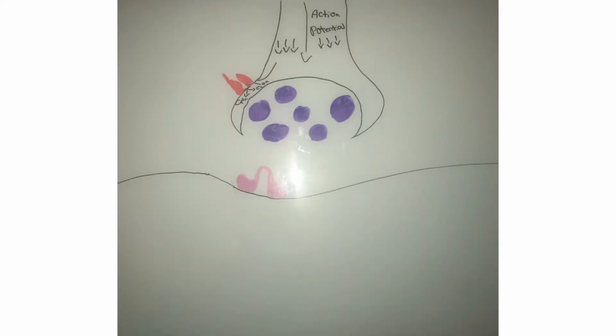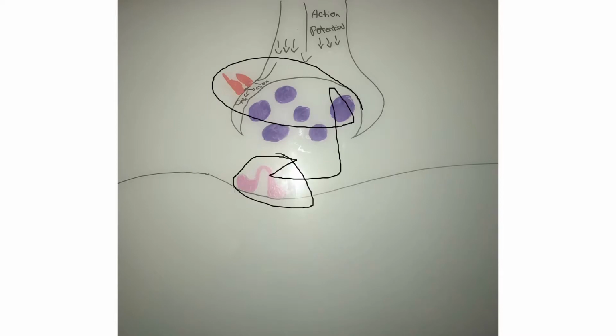Now you can see that the neurotransmitters here are then released into the synaptic cleft, where they go further to bind with the receptor right over here, and then it will end up going to the postsynaptic cell. This right here is the postsynaptic cell.